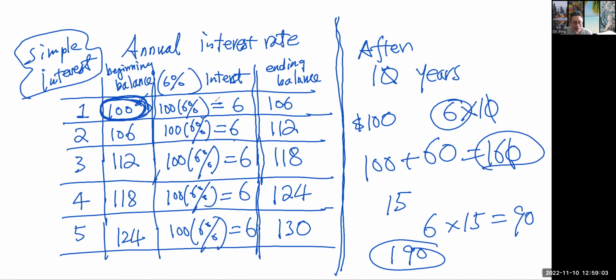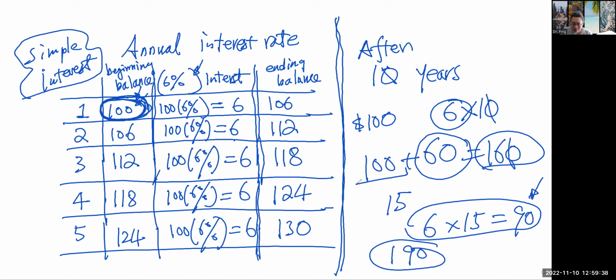It's just the interest rate, which is 6%, times your initial deposit, and that's the amount you get every year. So however many years you put in there, just multiply by the number of years, and that's your total interest. Then you add that back to the initial balance, just like we did here. After 10 years, you got 60 in interest. Plus 100, 160. For 15 years, 6 times 15 is 90. Then add back the initial deposit of 100. Now in your bank account, you have 190.